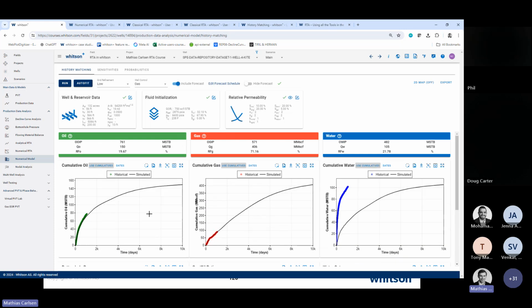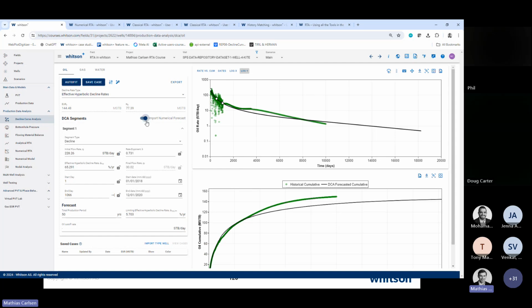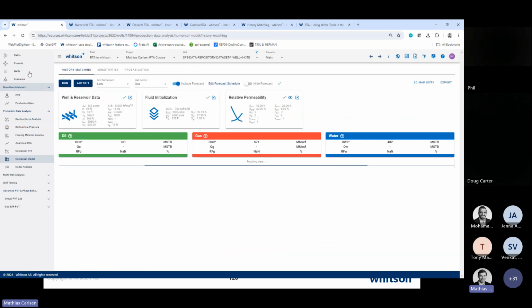And once you've gotten your numerical forecast here, if you wanted to, in your DCA, you can do an auto fit. I'm just going to do it for you. You don't have to do it. But if you have a forecast here that you would like to import, you can import that physical forecast as well from the numerical. We're going to do one last well.